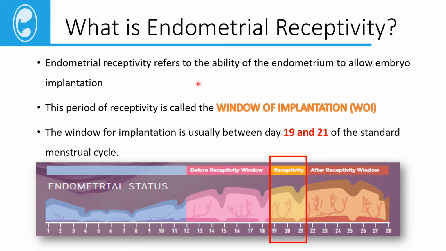So what is the endometrial receptivity? This refers to the ability of the womb or the uterus to allow embryos to implant. The period of receptivity is called the window of implantation. The window of implantation is usually between day 19 and day 21 of the standard menstrual cycle.